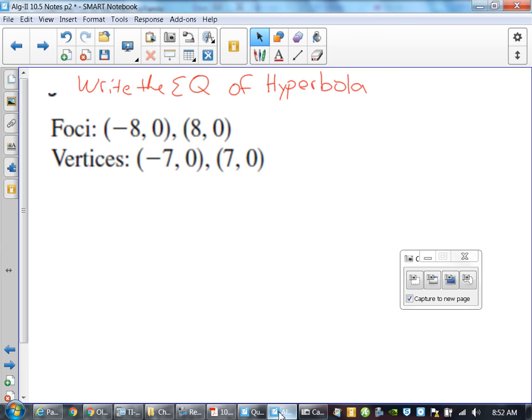All right, so write the equation of the hyperbola, given the following information. We have foci and vertices.